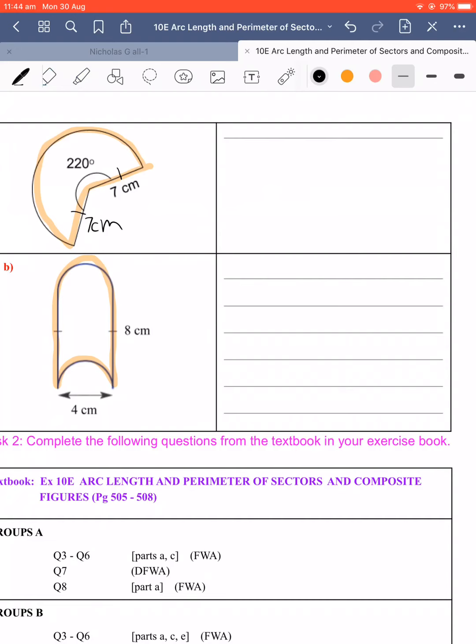So if I've got my pizza, I have to worry about a couple of things. I have to worry about this line plus all of this. So these ones are easy to find. This, we need to go back to our arc length. So our arc length is actually L. Let's do it in orange so you can see it. So I've got L equals my angle divided by 360 multiplied by 2 multiplied by pi multiplied by my radius.